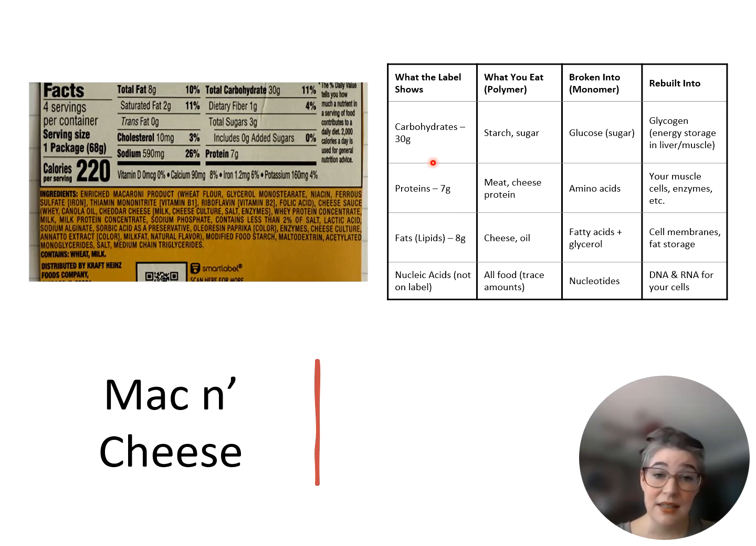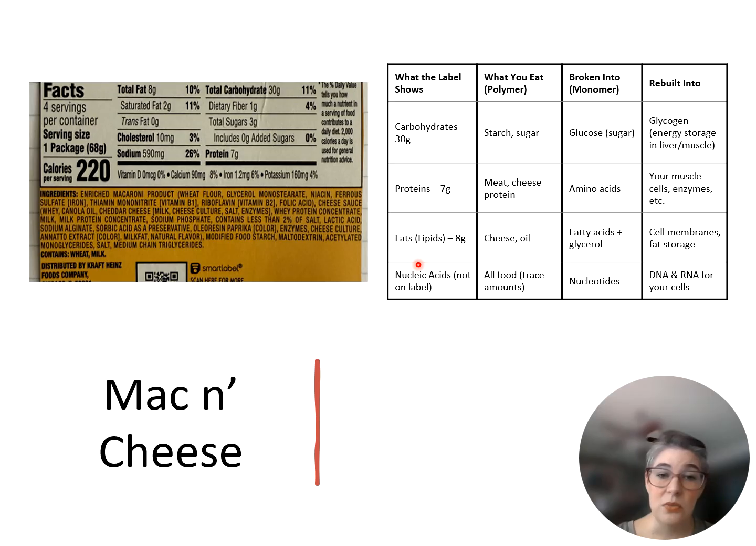That protein, that 7 grams of protein, well, you ate meat, cheese, protein. So the meat part is really just the cheese protein concentrate that they added, and we're calling it meat because it's a little denser than just cheese protein. And that was broken into amino acids. Remember, proteins break into amino acids as their subunit. And your muscle cells, enzymes, they got that rebuilt into whatever they needed.